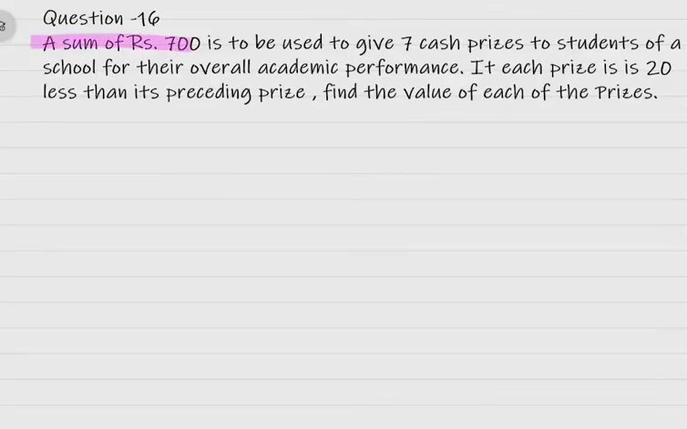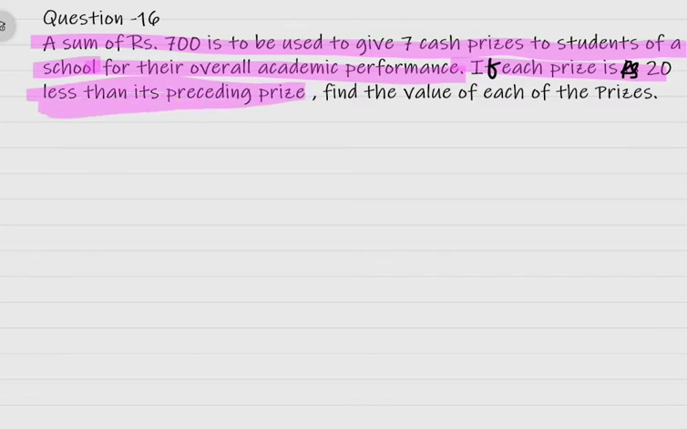A sum of rupees 700 is to be used to give 7 cash prizes to students of a school. So the total amount is rupees 700 and we need to give 7 cash prizes. So for what are these prizes being given? For their overall academic performance. Very good. If each prize is rupees 20 less than its preceding prize. See, think properly. Less than its preceding prize.